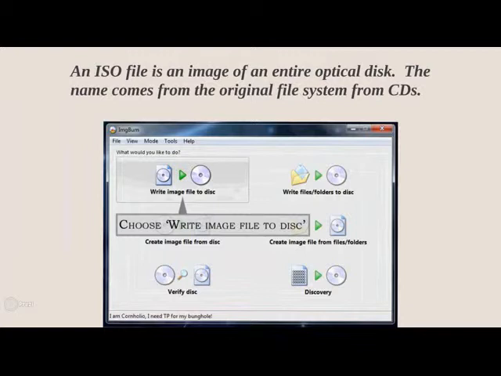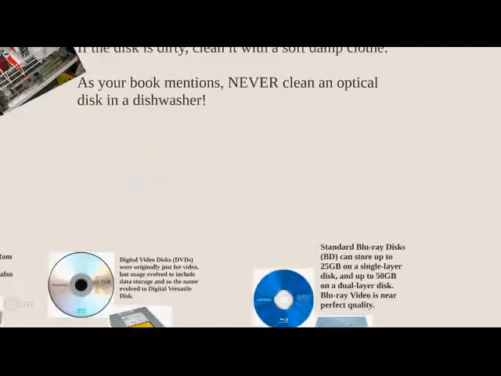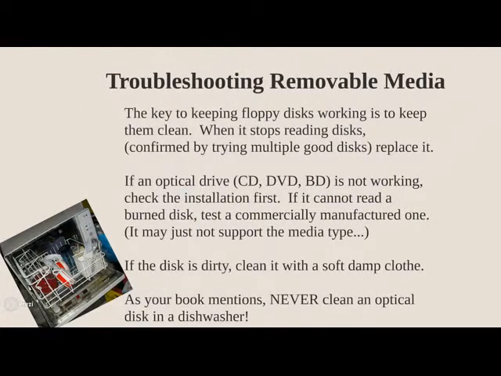The reason you see those .iso files that are basically an image of an entire optical disc is because that name ISO comes from the original file system from CDs, that ISO 9660. Let's talk about troubleshooting removable media. So we'll start with floppies.